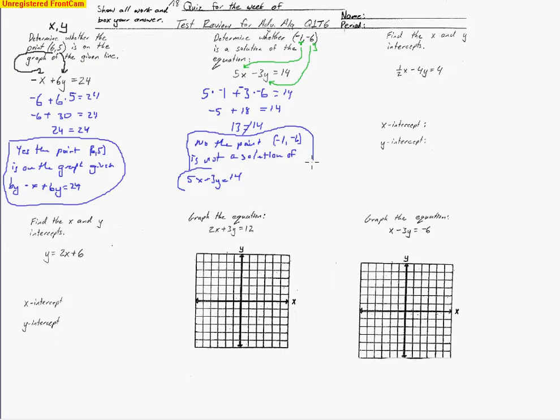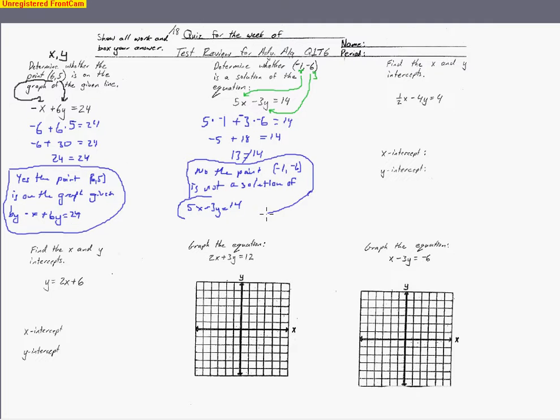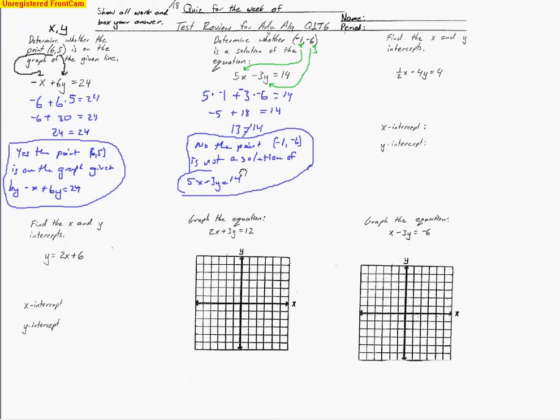The next one asks us about x and y intercepts. So let's take a look at it. It asks us to find the x and y intercepts. When we're trying to find the intercepts, we're going to set each variable equal to 0. Let's do the x-intercept first. I'm going to set y equal to 0, because an x-intercept is on the x-axis, so y is 0.